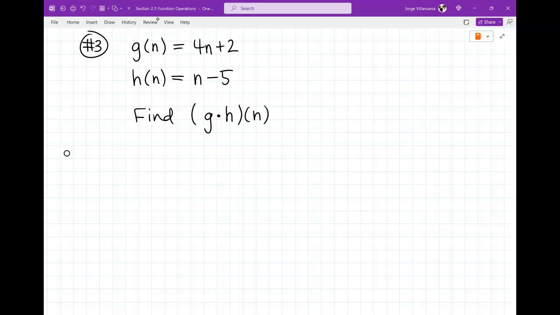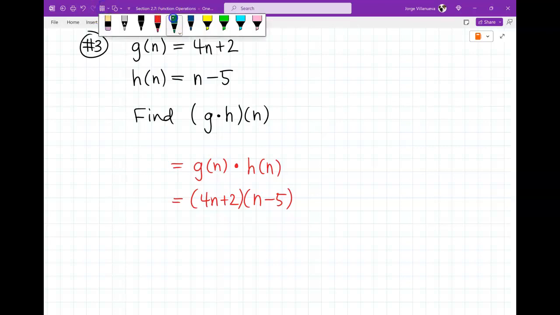So again, all we're going to do is rewrite this, okay? So let me rewrite it. g of n times h of n. Okay? Once I have that, let me plug in my information. g of n is 4n plus 2. h of n is n minus 5. And you guys should be able to do this. This is foiling. Some people call it FOIL or distribution, right?